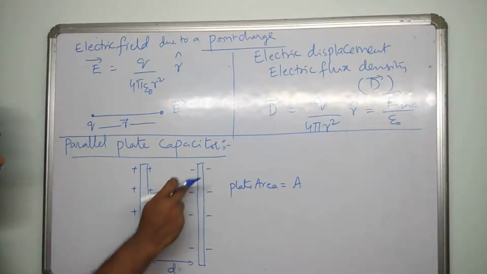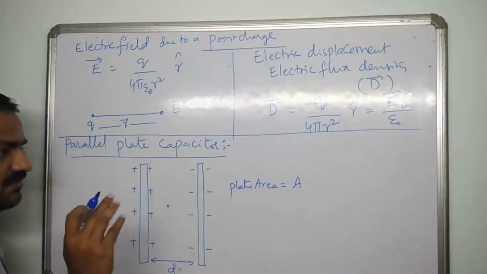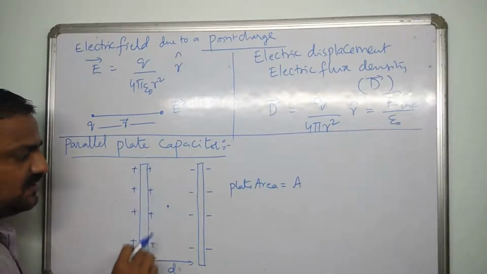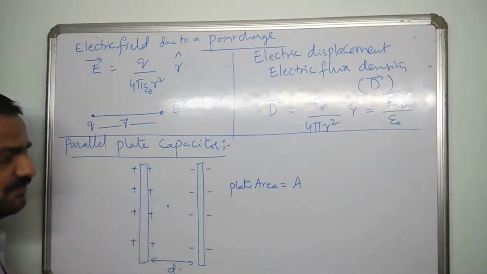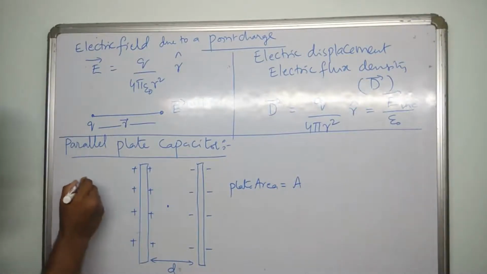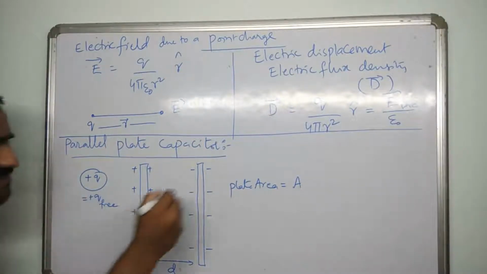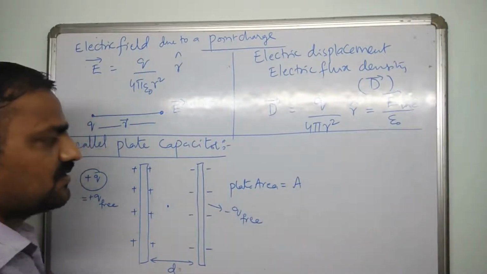See, these negative or positive charges are on the surface of the metal. So please make it a point that the electric field inside any metal, under any circumstances, is zero. Electric field exists only on the surface, but inside the metal the electric field is always zero, whether it is positive charge or negative charge. So here this is plus q units of charge, which I am calling q free, plus q free. Equally on this plate it is going to be minus q free, right?